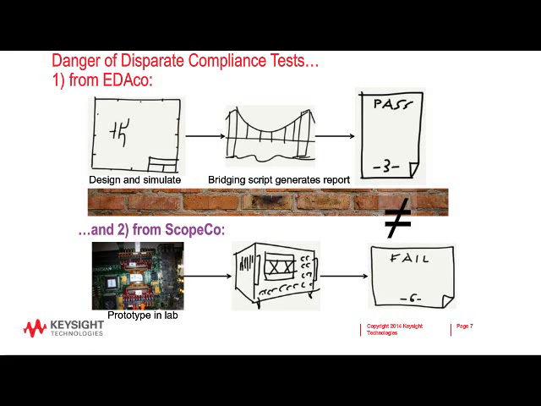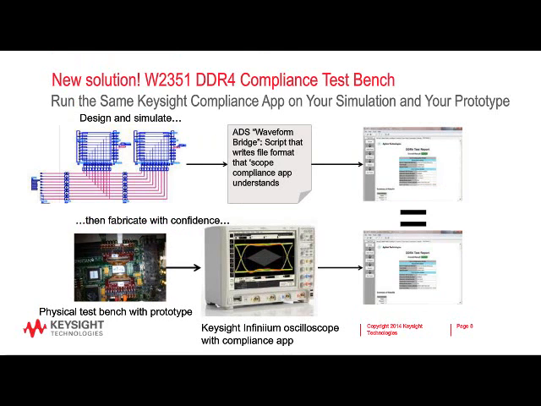What's happened? Is my physical prototype different from the simulation? Or is the EDA company's compliance test different from the scope vendor's app? How do I correlate these two apps and get to the bottom of whether it's my prototype or the vendor's software? We've solved this problem with our solution for this electrical and timing space, leveraging our unique position as part of Keysight, one of the few companies that has both EDA tools and oscilloscopes. So you can design and simulate in ADS, and use what we call a waveform bridge script to write a file format that our scope compliance app understands.